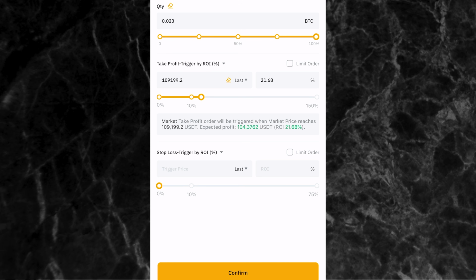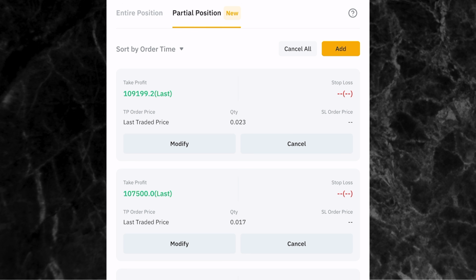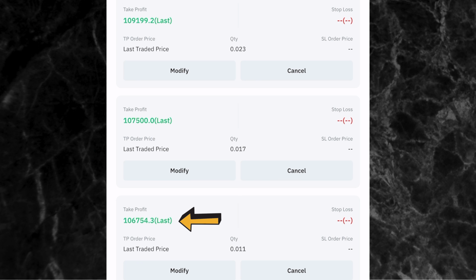So once you're okay with everything, just click on confirm. And just like that, you have 3 take profit levels. So you can see the first one is $106,754. The second one is $107,500. And the third one is $109,199. So that is how you can set multiple take profit on Bybit futures right here.